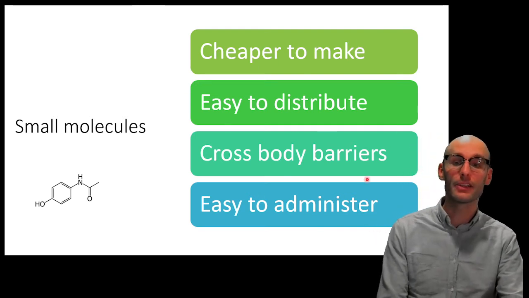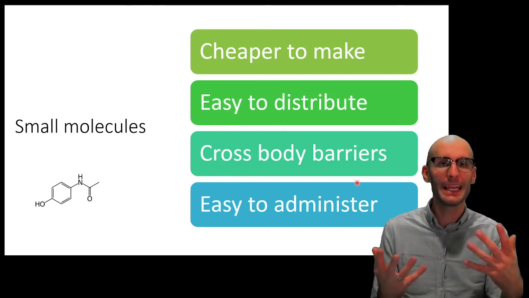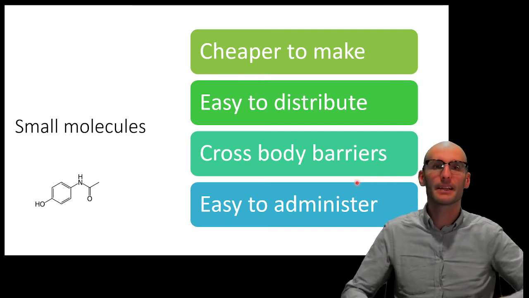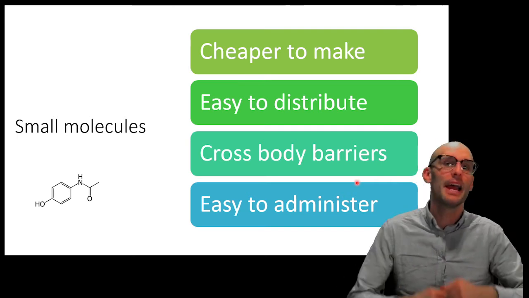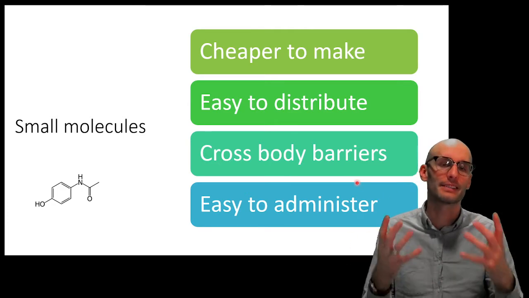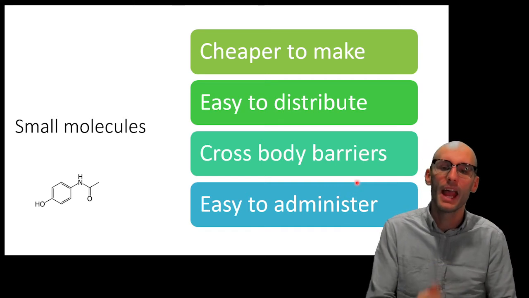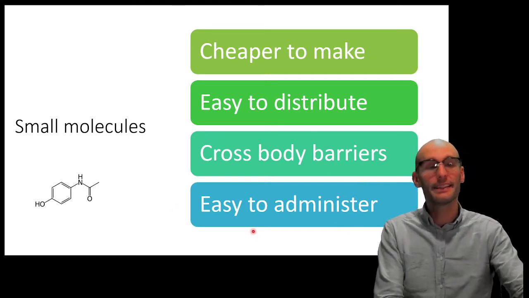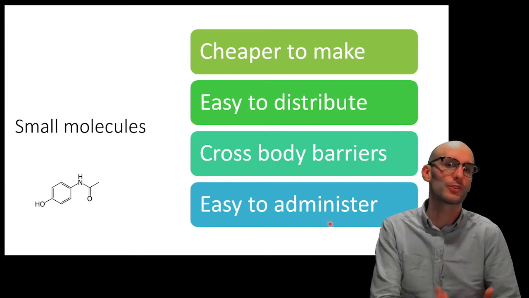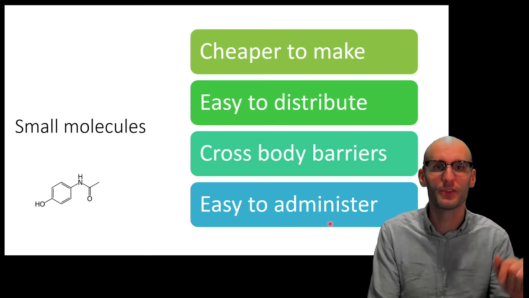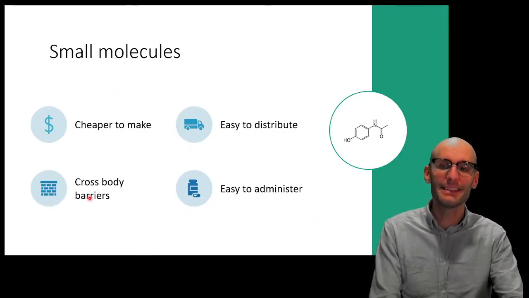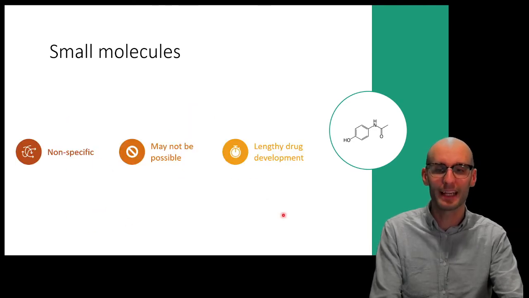They can be designed to cross body barriers. What does that mean? Well, you can design a small molecule drug to sneak across your stomach, to sneak across your intestine into your bloodstream. It could then cross the bloodstream into your brain. It could get throughout your body. You can design the drug in such a way that it can permeate throughout the body, so it can cross body barriers. It's easier to administer. You can just pop a pill to take a lot of small molecule drugs. You could also inject it. Suppository, there's loads of ways to take a small molecule drug. So it's cheaper to make, easy to distribute, it crosses body barriers, and it's easy to administer.